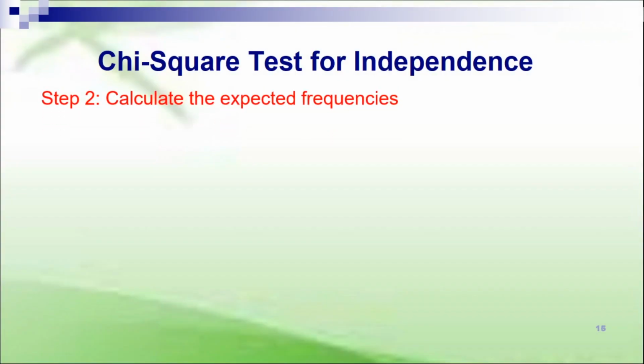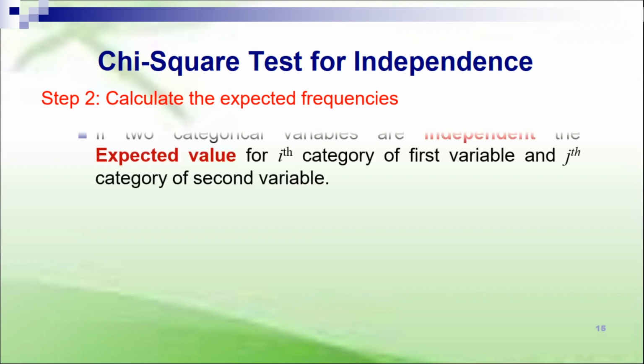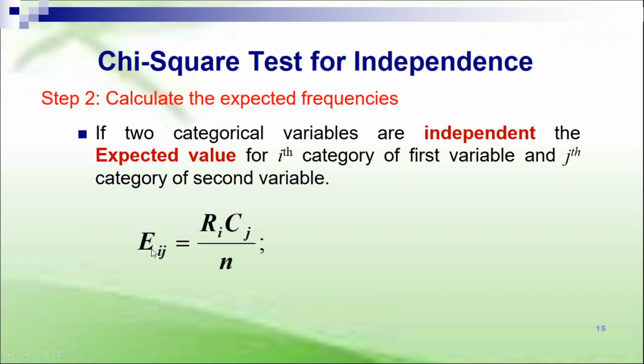Then calculate the expected frequencies. Based on the observed frequencies, we have to calculate the expected frequencies. To calculate the expected values, we use this assumption: if two categorical variables are independent, under that assumption, we can calculate the expected values. In general, we can say the expected value belongs to the ith row and jth column, the ith category of the first variable and the jth category of the second variable.